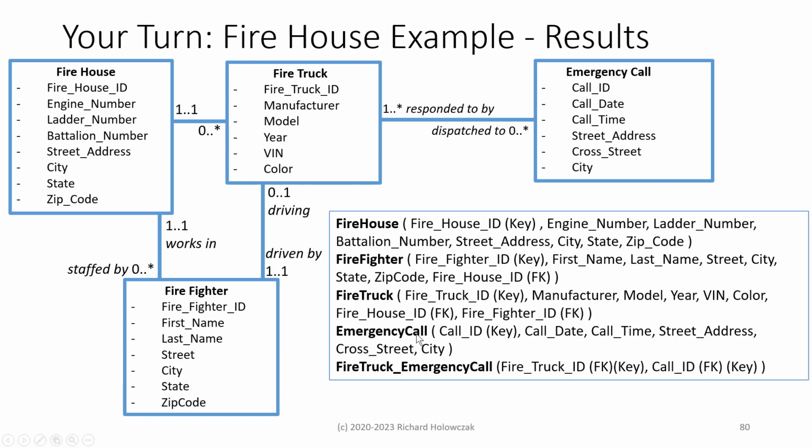Emergency call is the same as it was in the last example. And again, we need this intersection relation because fire truck and emergency call are in a many-to-many relationship. So 4 entities resulted in 1, 2, 3, 4, 5 relations.